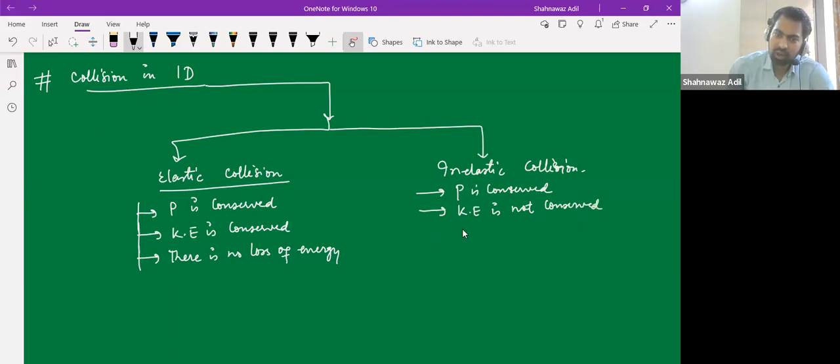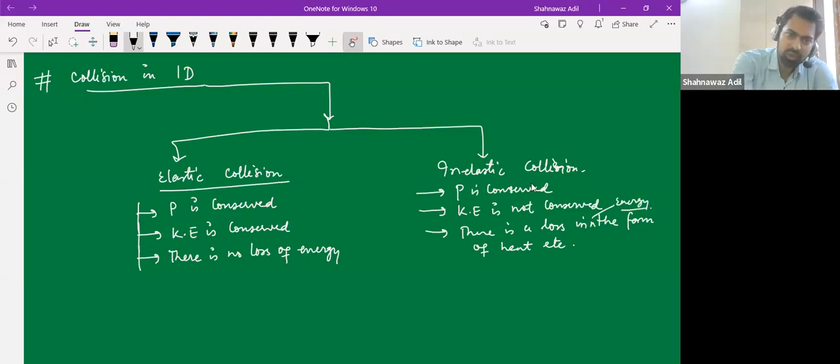And there is a loss in the form of heat. Right? So there is some loss of energy in the form of heat. Right? There is some loss of energy.